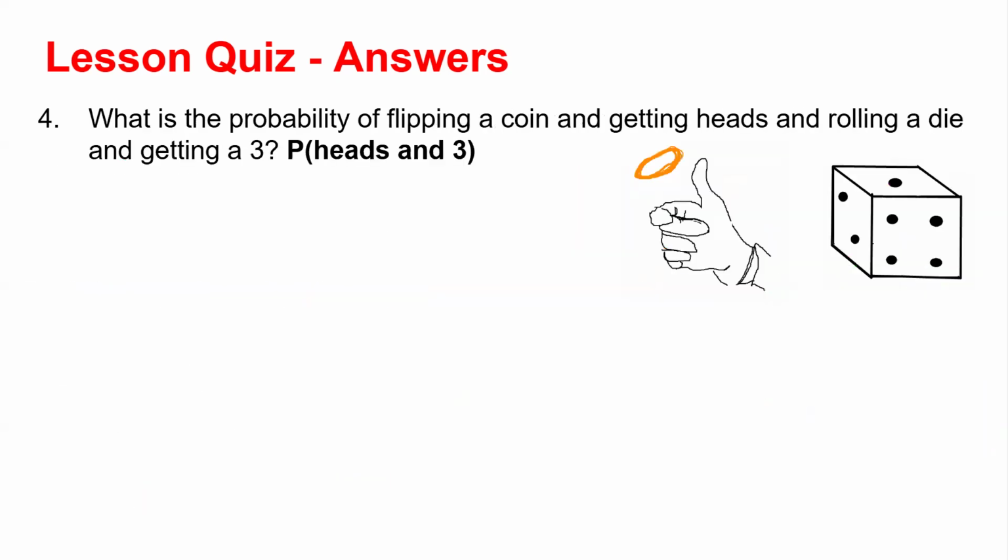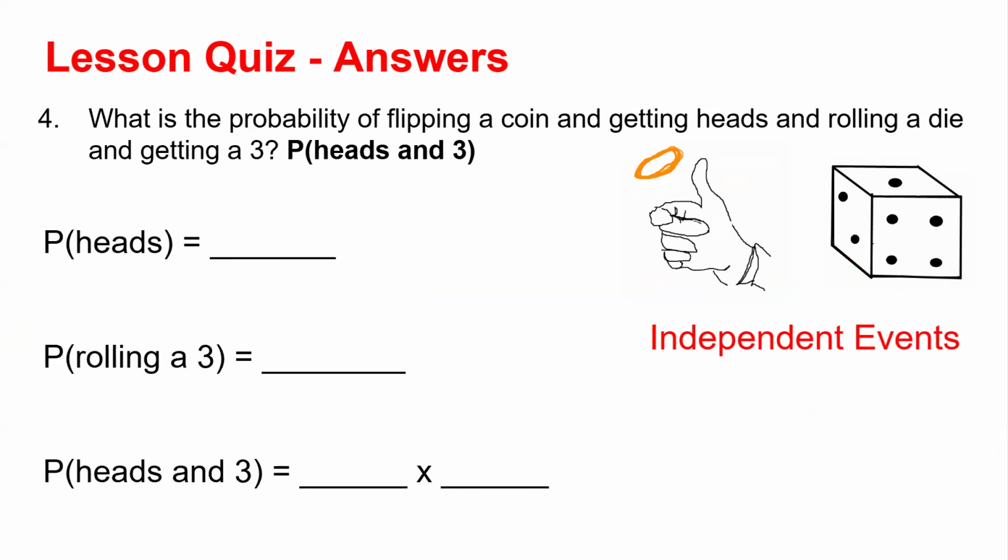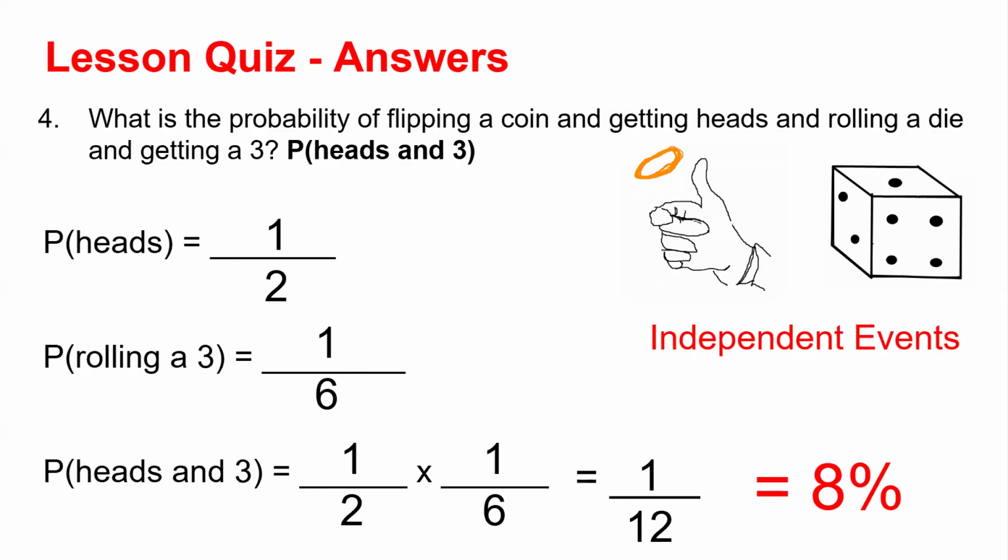Number 4. What is the probability of flipping a coin, getting a head, rolling a die, and getting a 3? Probability of heads and 3. Well, these events are independent. One event, flipping a coin, does not affect the outcome of rolling a number on a die. So the probability of flipping a coin and getting a heads is 1/2. Probability of rolling a 3 is 1 out of 6. We'll multiply the probabilities together, heads and 3. And we'll multiply fractions straight across top and bottom. We get an 8% chance.